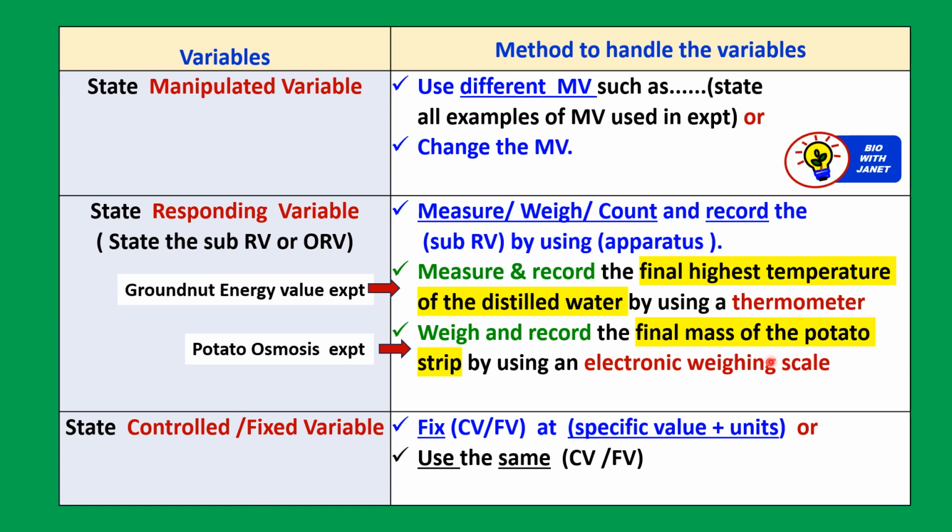So it's important to note that these two experiments are different. The groundnut energy value experiment, where we burn the groundnut or food sample and then record the final highest temperature of the distilled water by using a thermometer. Measure and record the final highest temperature of the distilled water by using a thermometer. As compared to the potato osmosis experiment, we don't burn the potato, we in fact just soak it in the sucrose solution of different concentrations. And then we weigh and record first the initial mass and then the final mass of the potato strip. So you don't burn the potato here, you just weigh and record the final mass of the potato strip after you have immersed it in the sucrose solutions of different concentrations. And you weigh it by using an electronic weighing scale.